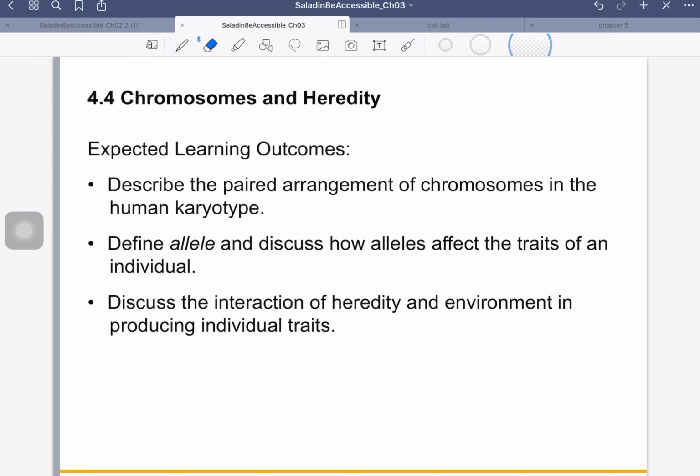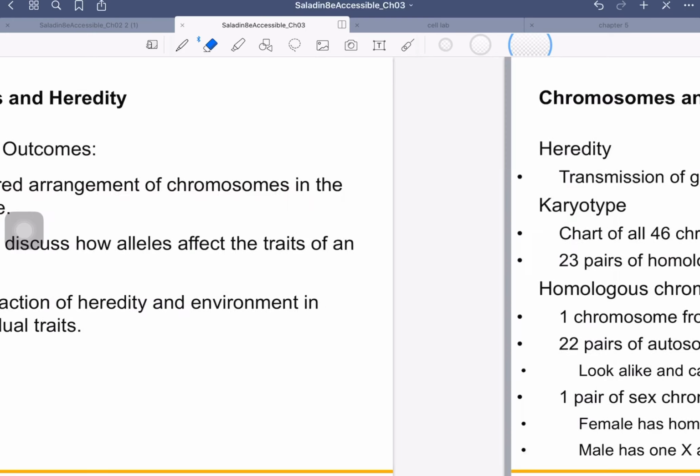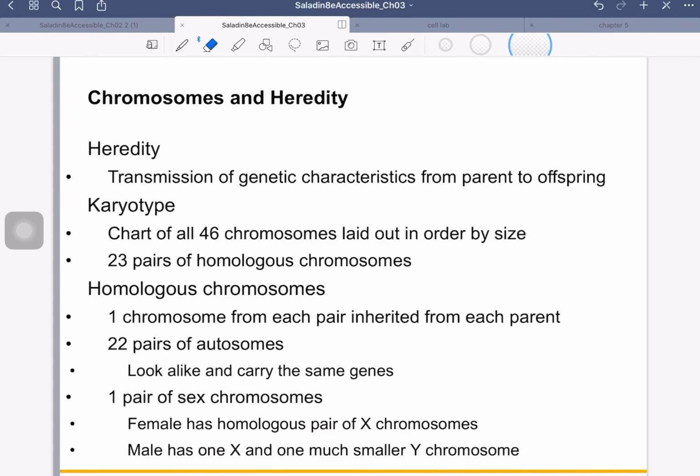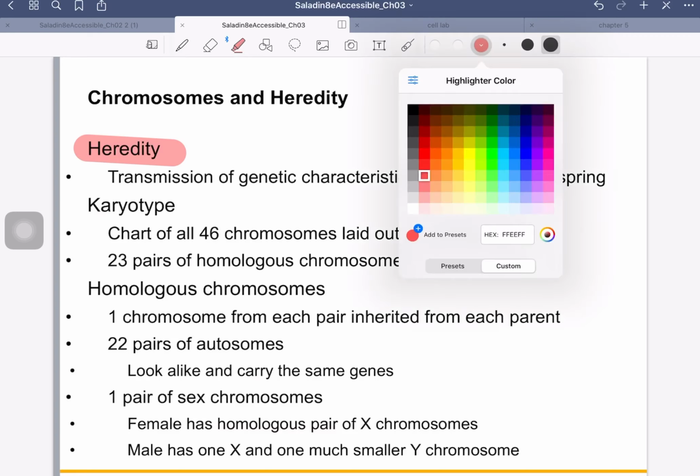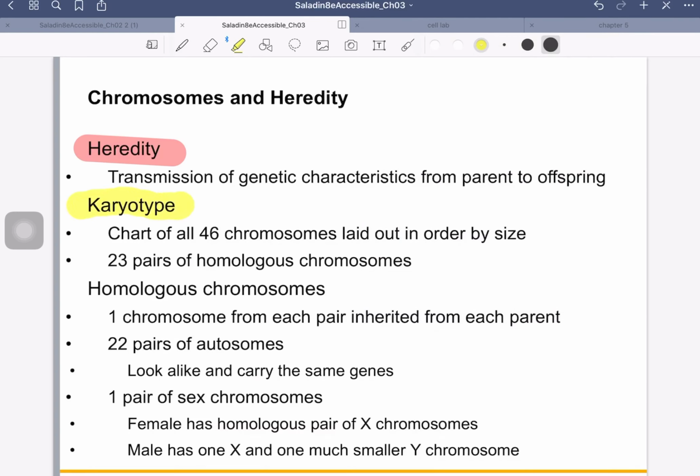In this video, we'll have a look at chromosomes, talk about heredity, and also start to define some terms when it comes to genetics. So let's start off with some of the most basic terms, and that's heredity. And that's basically the transmission of genetic characteristics from parent to offspring. Now here's a term I believe we've discussed before, and it is a karyotype. A karyotype is a way for us to have a look at the complete set of chromosomes within an individual.